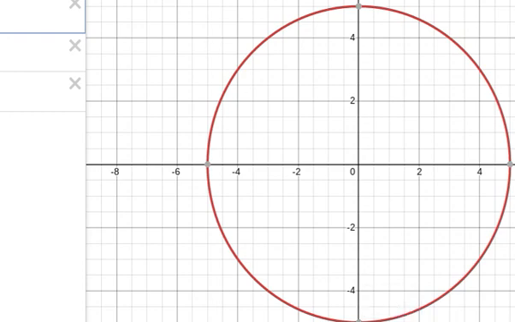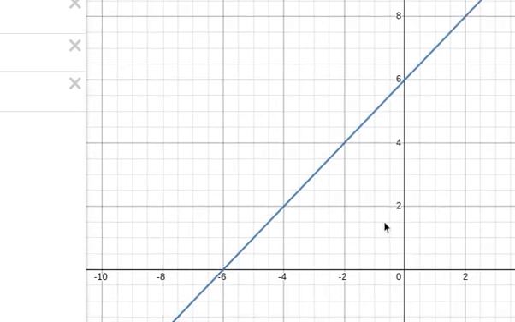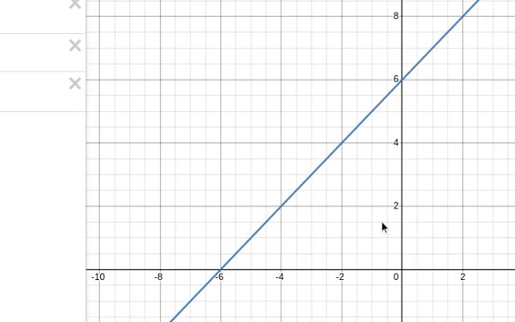Now let's look at the second one. Do you think that this is a function? I will again give you 10 seconds. As you can see, it is a function because for every x value, there is one and only one y value. So this is a function.